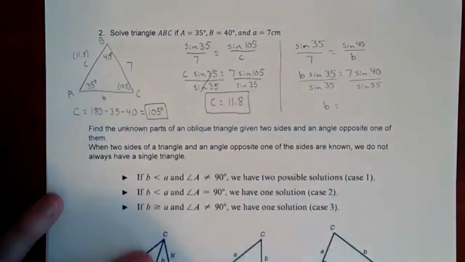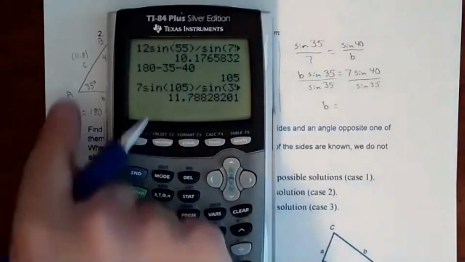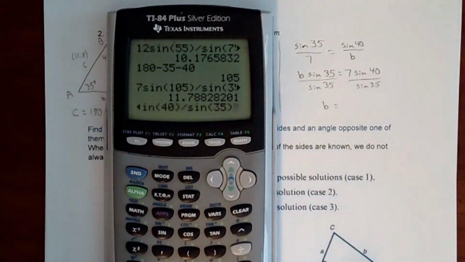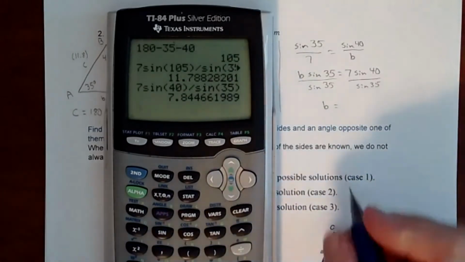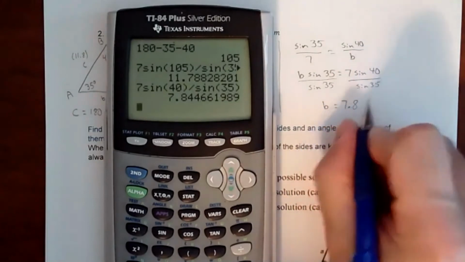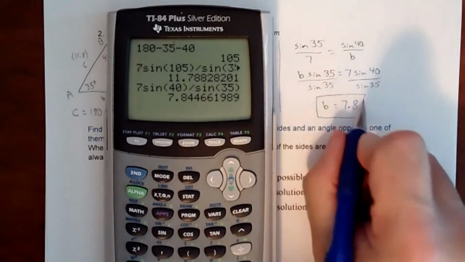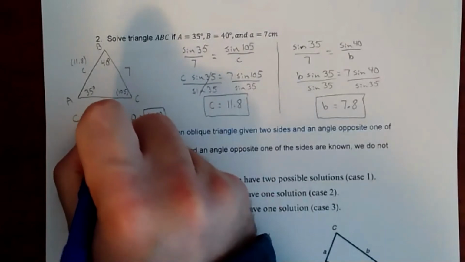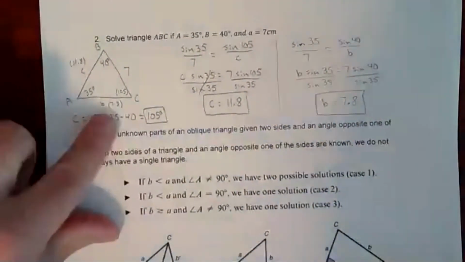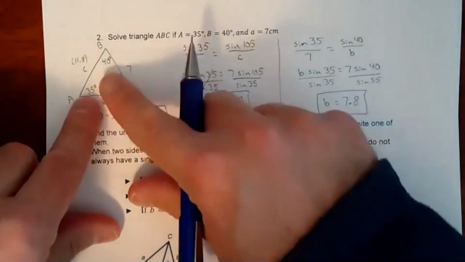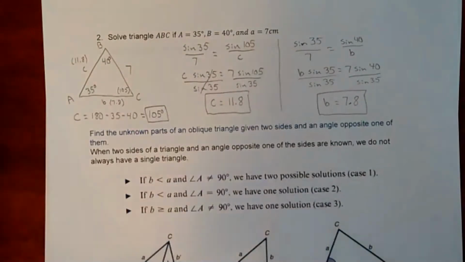And then whatever that is should be somewhere between 7 and 11.8. So 7 sine 40 divided by sine 35 is 7.8, somewhere in between 7 and 11. That's good. So that value is somewhere between these two values, and it was favoring the 7 just because the angles were decently close to each other. So that all feels okay.